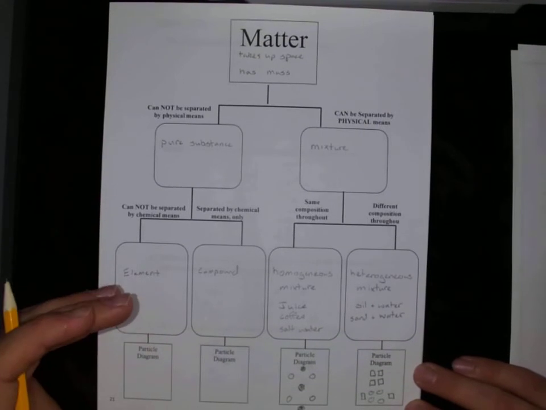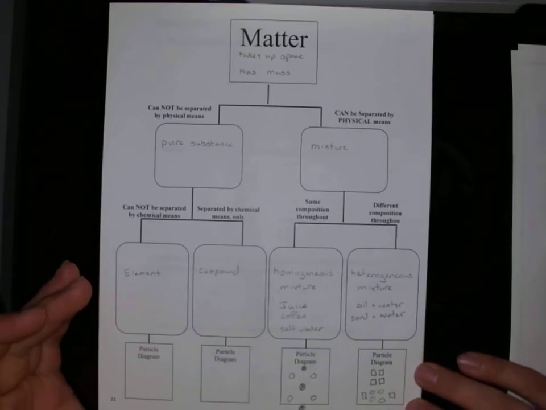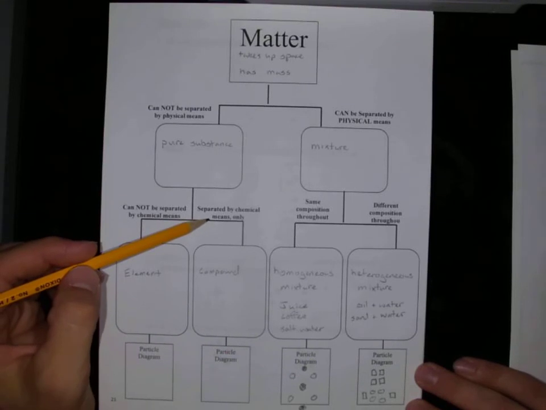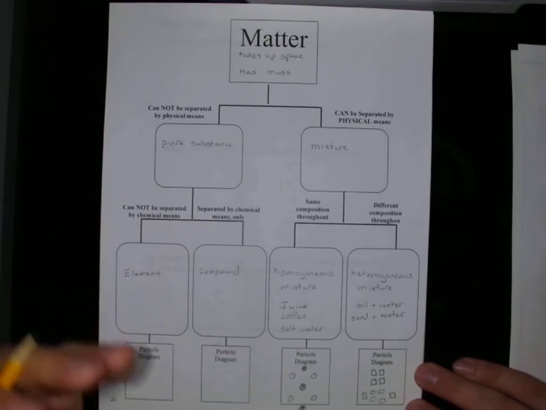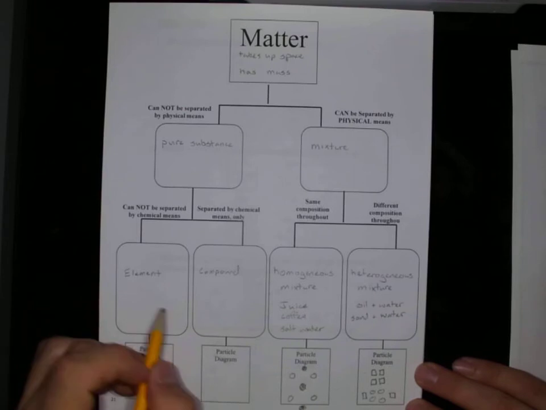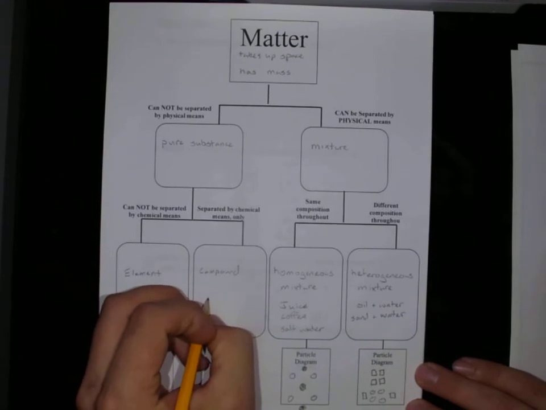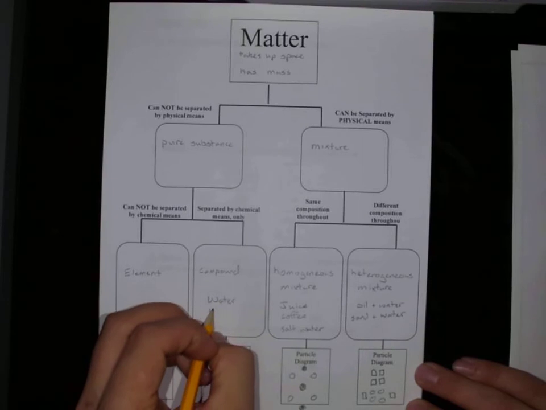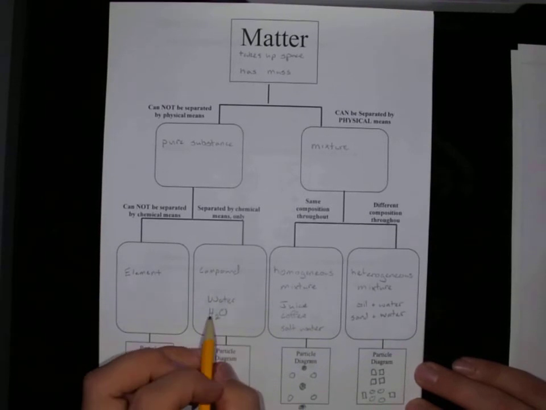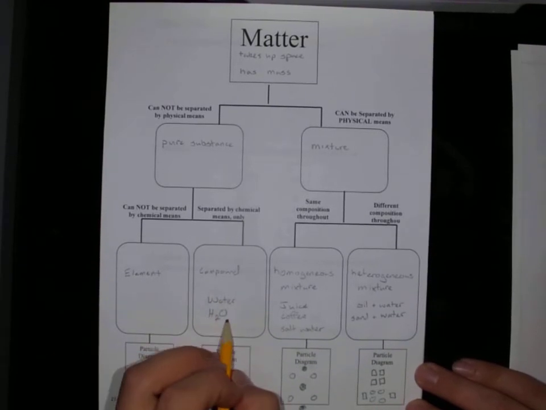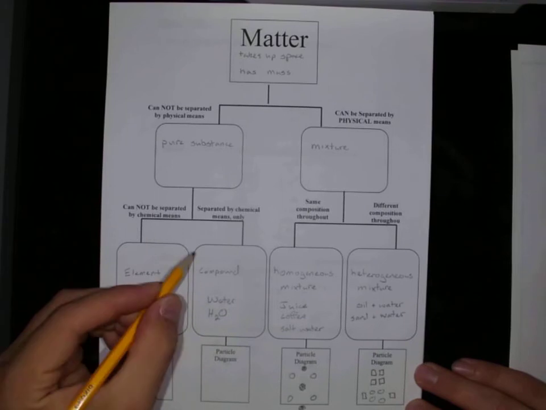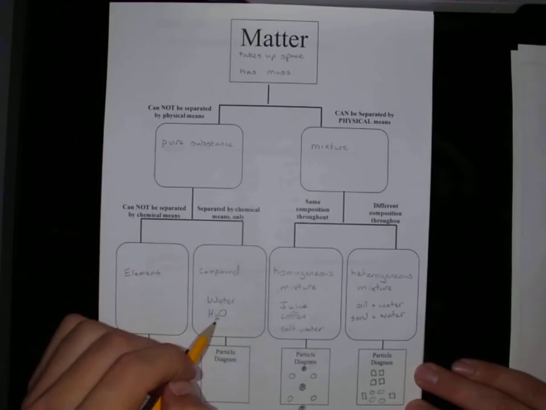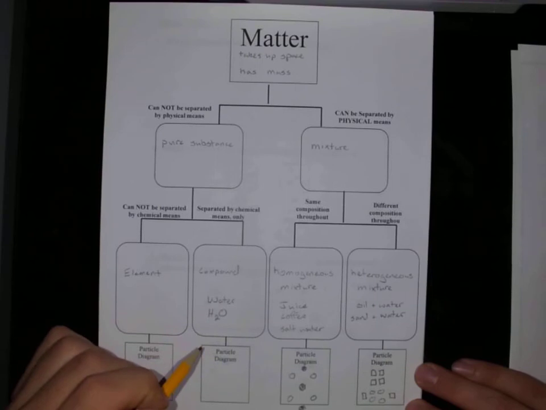Alright, so what about compounds? Well, we actually know a lot of compounds. Compounds can be separated by chemical means. If they can be separated by chemical means, this would be something that has multiple elements in it. So something like water. Water, we know, is H2O. It's got hydrogen and it's got oxygen. So compounds, right, they can be separated by chemical means, and they're going to have multiple elements contained within them.